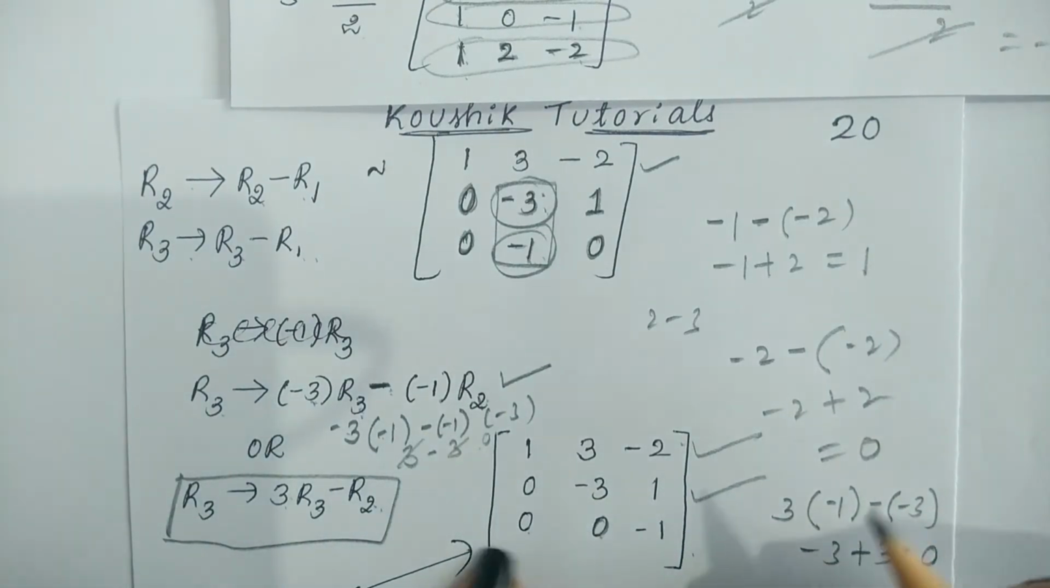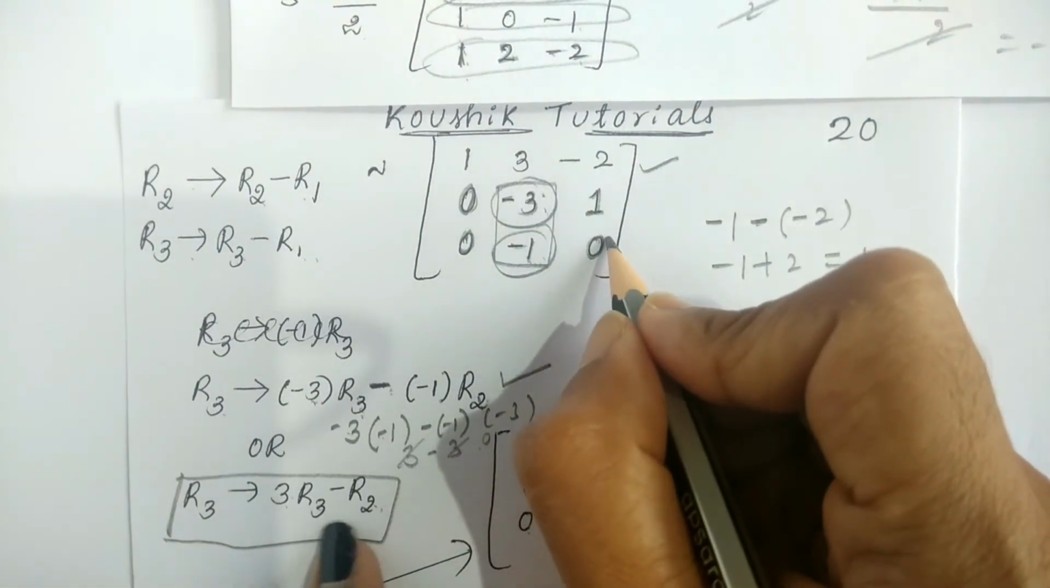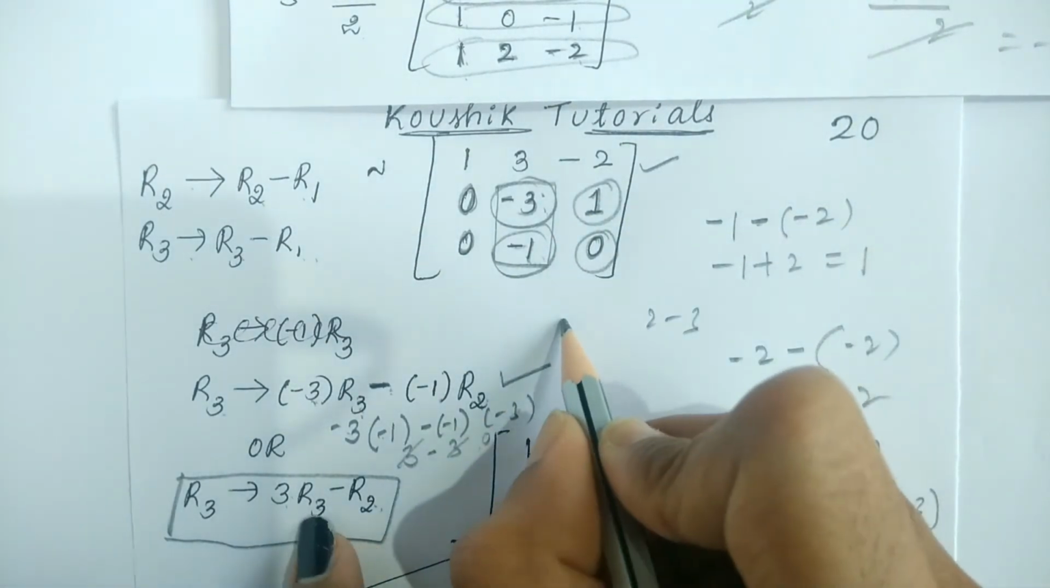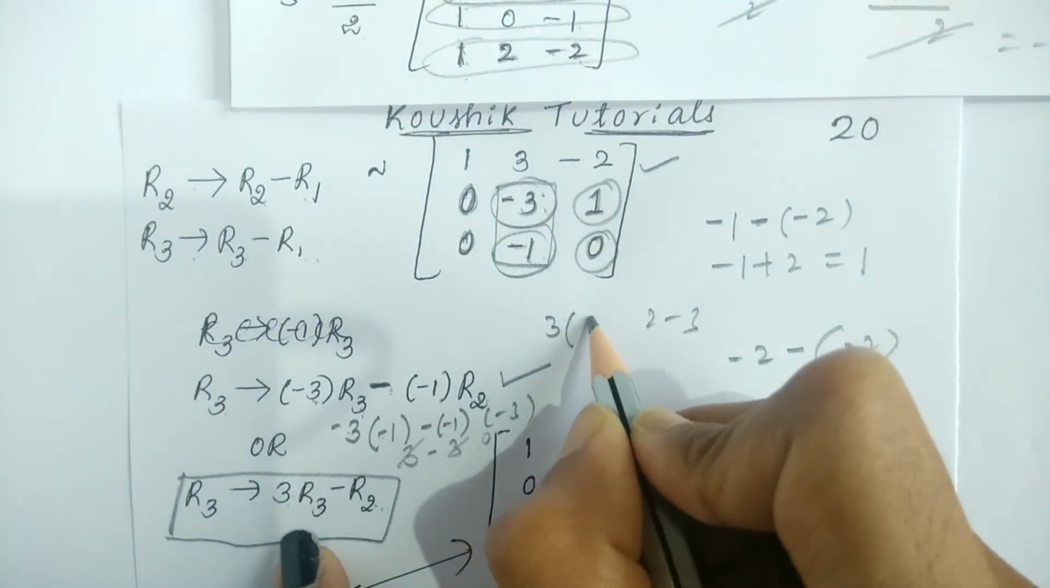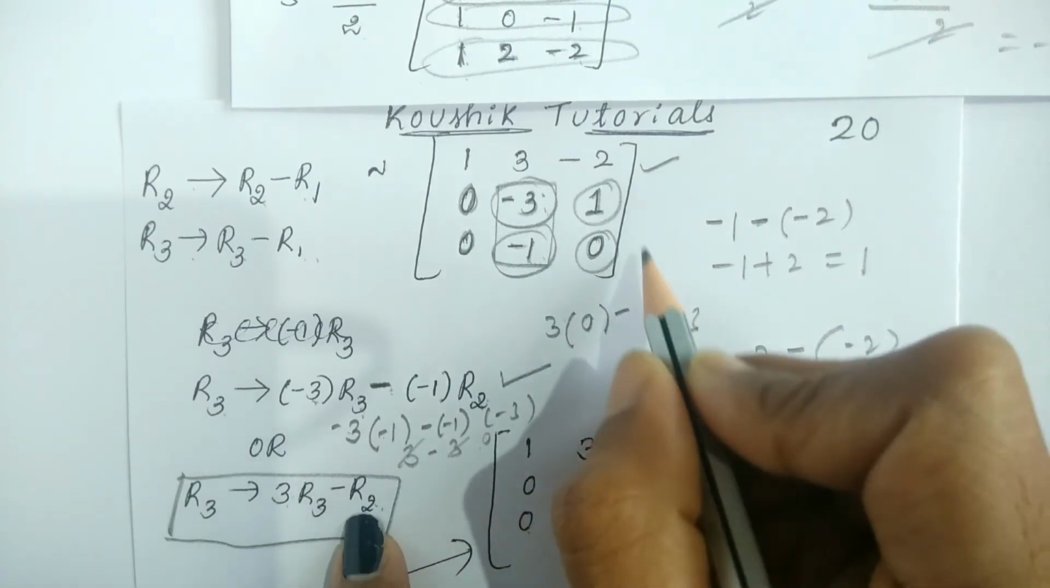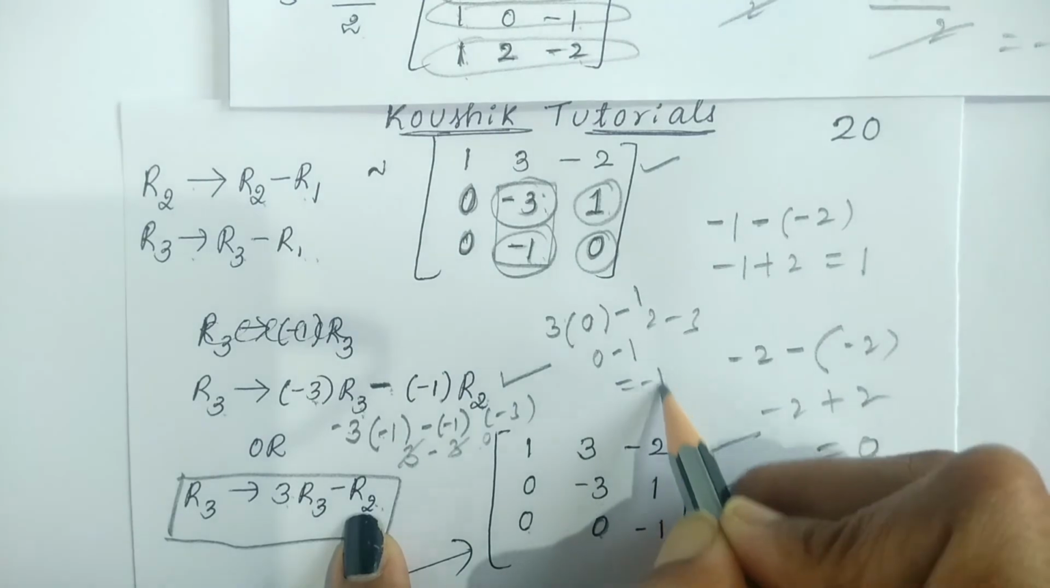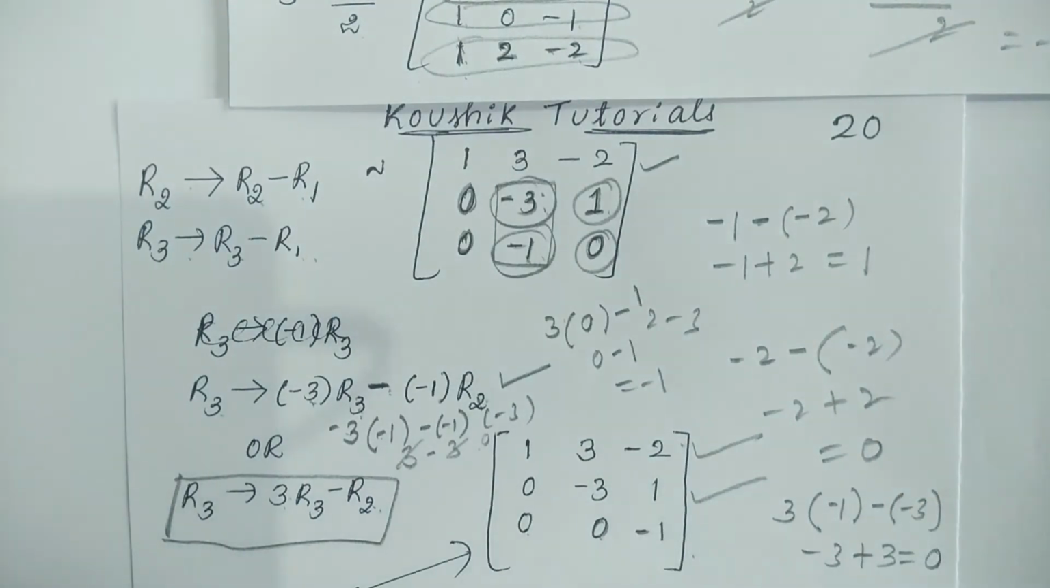So this is 0. Next element is what? R3 element 0 and R2 element is 1. For that here I am writing 3 into what is R3? 0 minus what is R2? 1. 3 into 0, 0 minus 1. 0 minus 1? Minus 1. So write that one, minus 1.